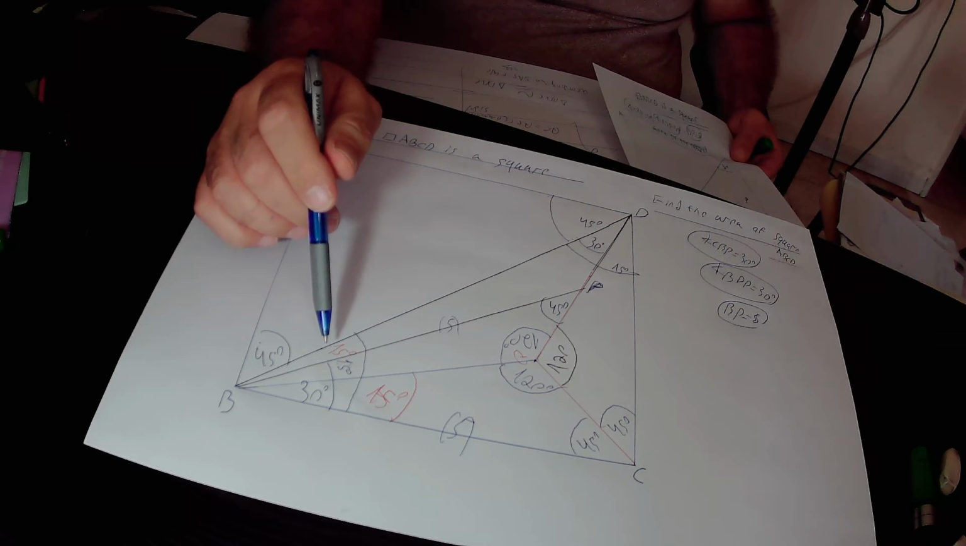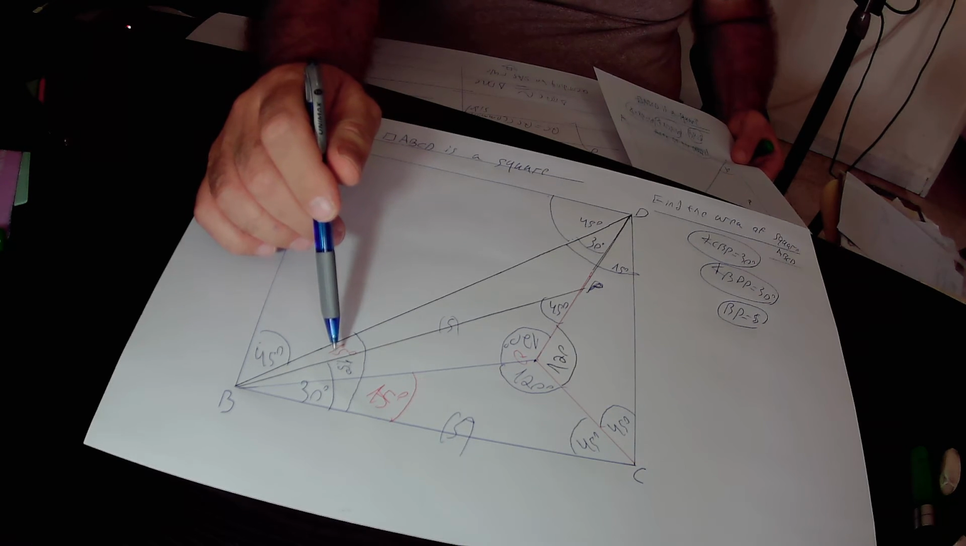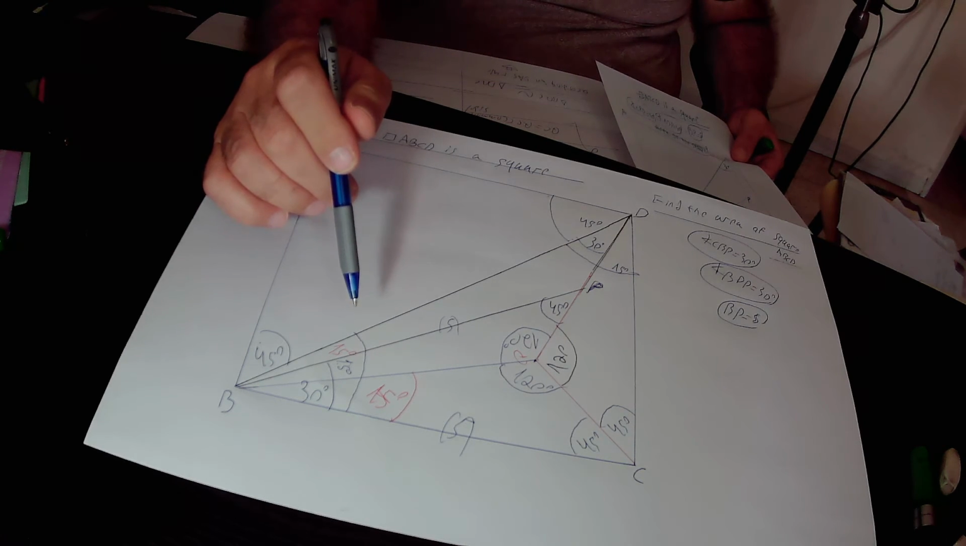But this angle equals 30 degrees, and therefore this missing angle must be equal to 15 degrees in size, because 15 plus 30 is 45 degrees.